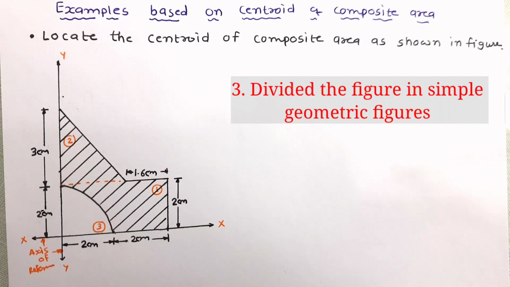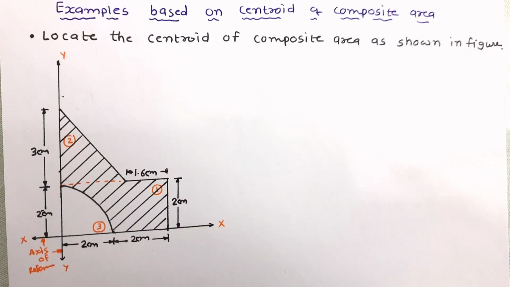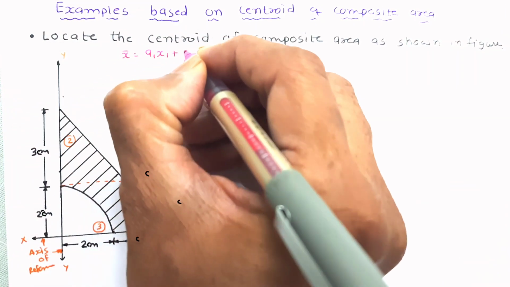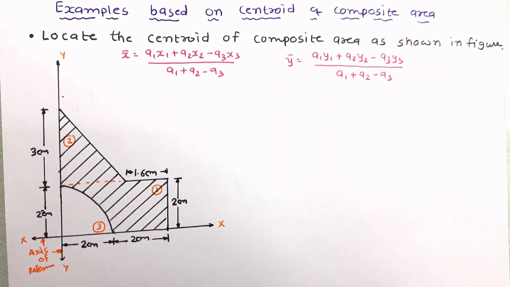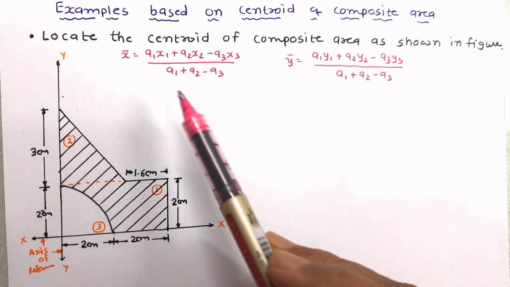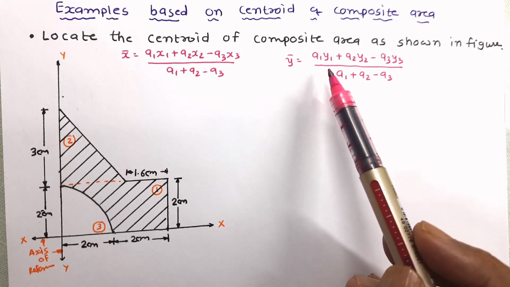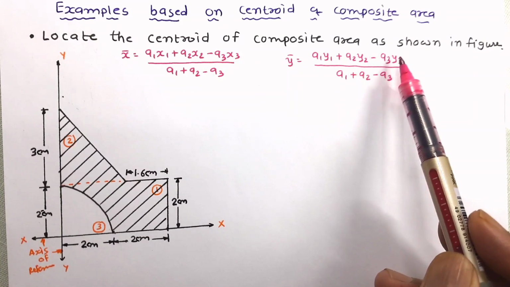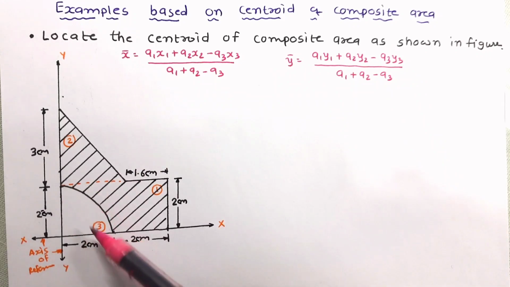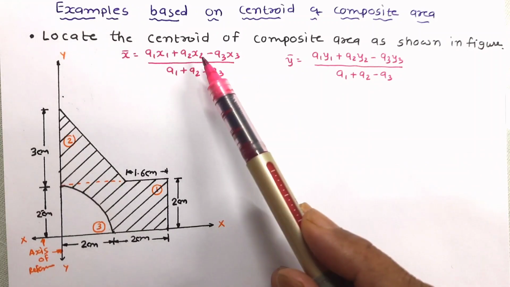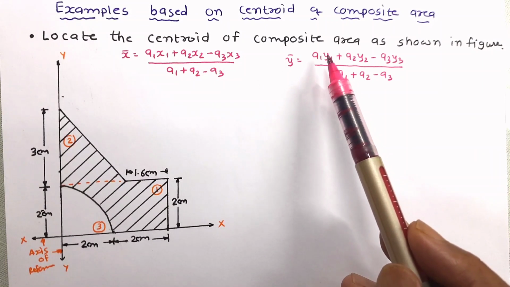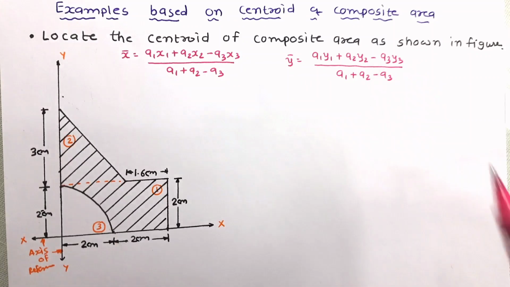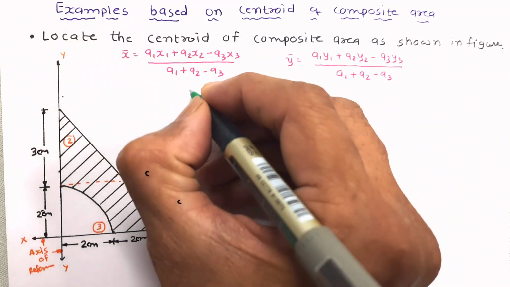So let us write the equations to work out x bar and y bar. These are the equations of x bar and y bar. Here the negative sign in the third figure area shows that it is to be deducted. Now let us work out A1, A2, A3, x1, x2, x3 and y1, y2, y3 first. We'll start with A1.